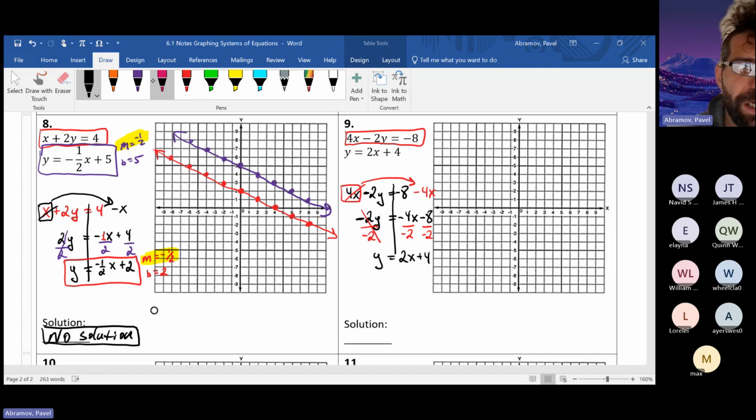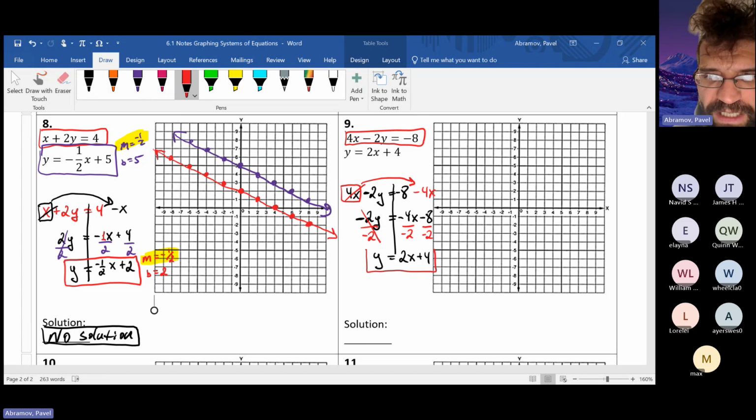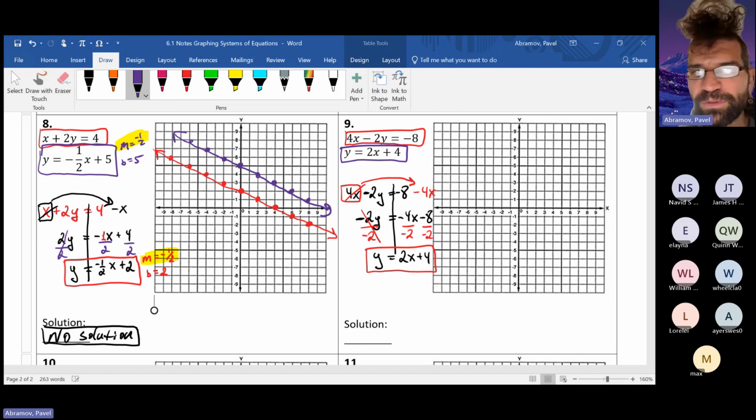And that actually shows something. Notice that our equation that we just got is y equals 2x plus 4. And the equation that we already had in the slope-intercept form is also y equals 2x plus 4. They are identical equations. That means the lines will lie on top of each other.